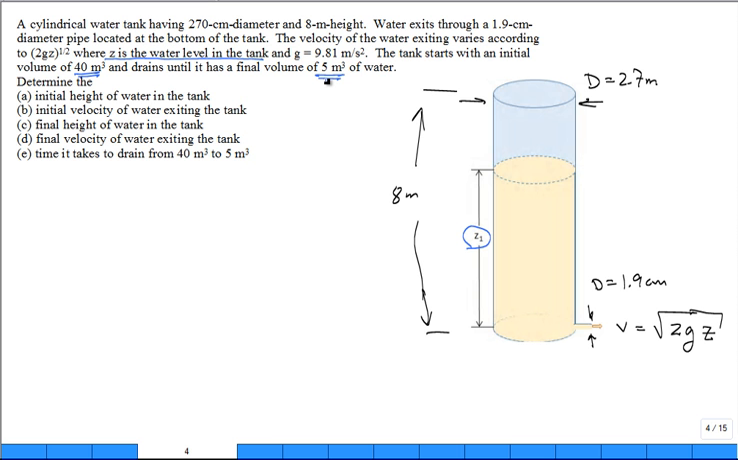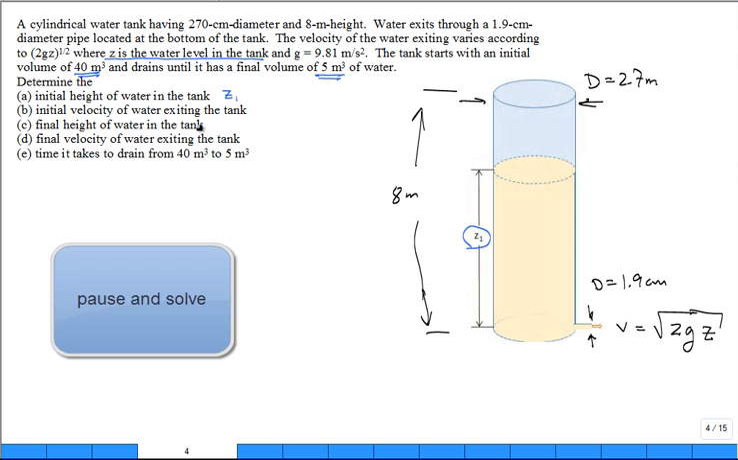So there's a couple of questions. Determine the height of the water in the tank, the initial height. What is Z1? So I'm going to pause there. I'm going to walk around and see how many people can get Z1. Yes, you'll need a calculator. Okay. Do you have enough information to solve this problem? See how far you can get? Yes, you need a calculator. No, it's not that hard of a question.